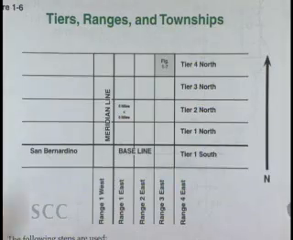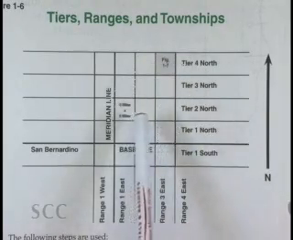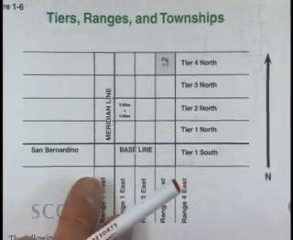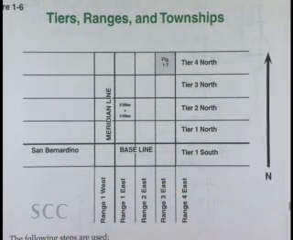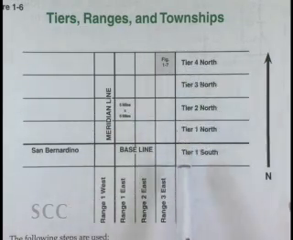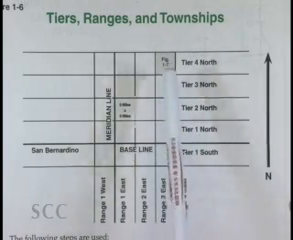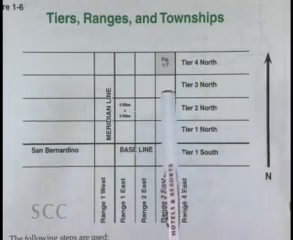So what they do, in your book, they give you a figure here. They're going to show you this blown up later on, figure 1-7, but if I wanted to describe where that is, I would say this property was located on Tier 4 North. Notice that every time we go up, it's like having a shelf, like a series of shelves.